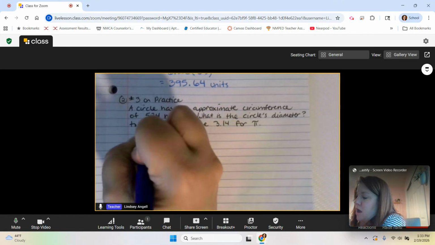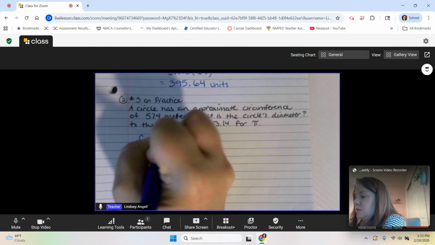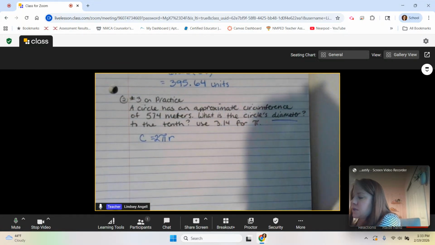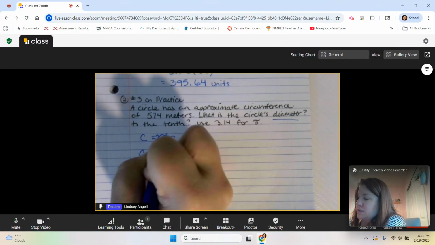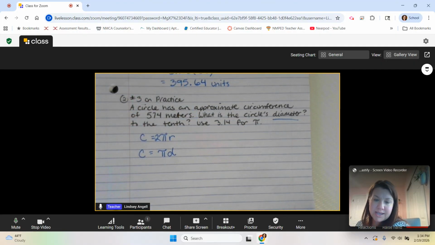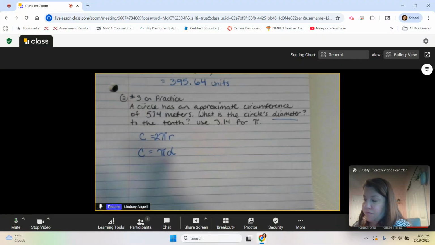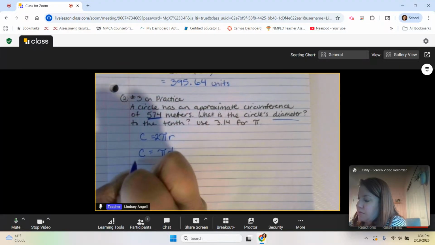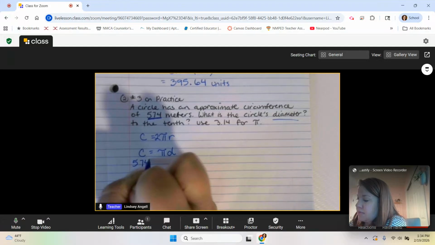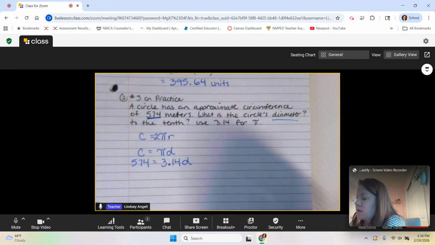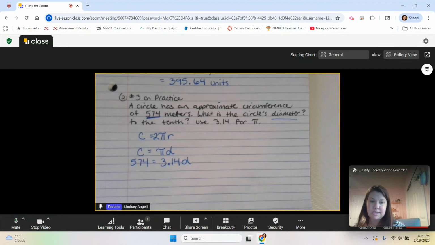Well, let's see here. We've got circumference is equal to 2 times pi times the radius, but we want to know the diameter. So I'm actually going to rewrite it as circumference is equal to pi times the diameter, because that's what I'm looking for. Might as well use that one, right? I'm given the 2 other pieces of information that we need. We're given the circumference, which is 574, so I can plug that in for C. And then pi, again, they said to use 3.14. And then that's being multiplied by the diameter.